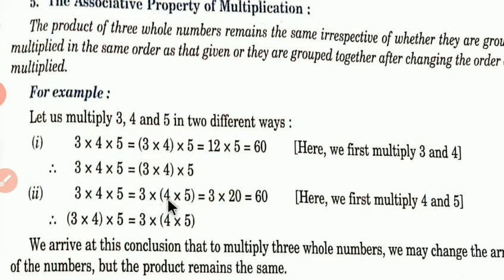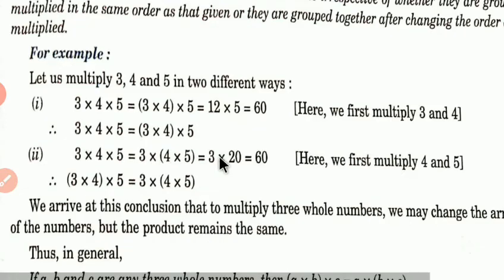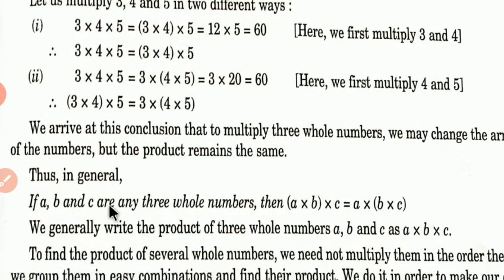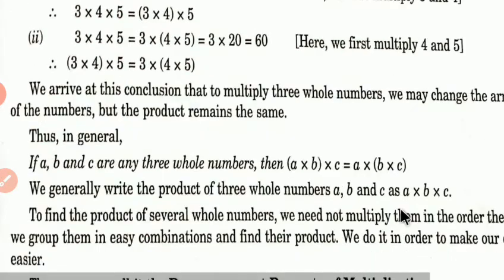Now we'll change the places of the bracket. Here first we'll multiply 4 into 5, then after by 3. So 3 into (4 × 5): 4 fives are 20, which is again equal to 60. So you can see that after changing the order or grouping the numbers in different places, the answer is equal. So we can say that if a, b and c are any three whole numbers, then (a × b) × c is equal to a × (b × c).